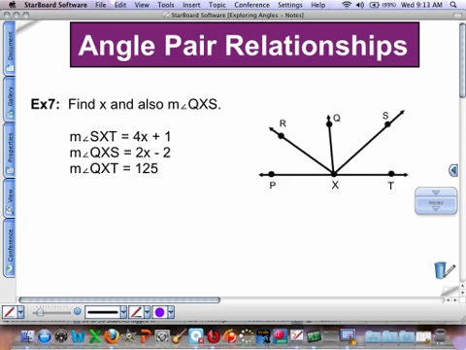All right, Keanu, walk me through this. Well, they're asking for what QXS is, which QXT is 125. From QXT, there's two angles that make it up, which are listed there. So the measure of angle QXT equals the sum of QXS and SXT. So the measure of angle QXT is equal to SXT plus QXS. Okay, so tell me what do I do from there? That's a great start. Okay, Cordell, where do I go from here?